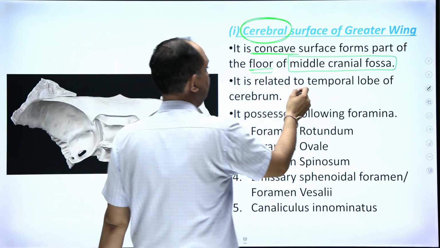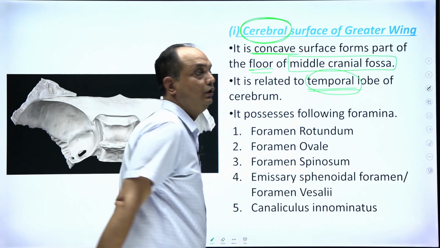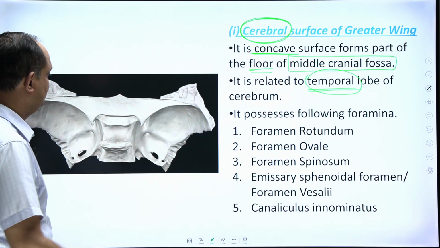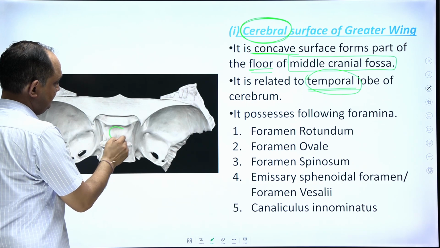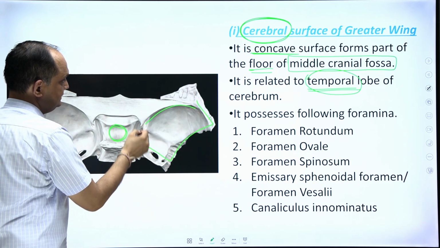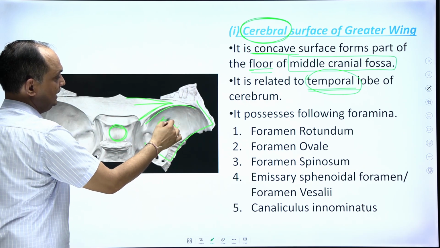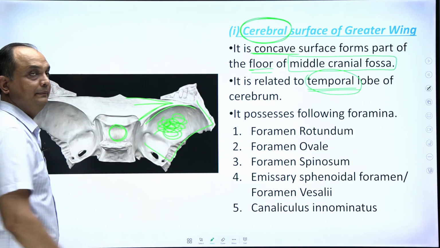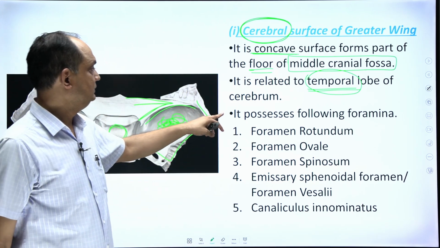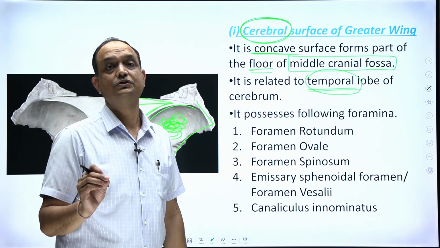Now, it is related with which part of the cerebral cortex? The answer is the temporal lobe. Here you can see the inner side of the sphenoid bone. This is the body where you can see the pituitary fossa, and this is your greater wing. This is your lesser wing. In this greater wing, you will have the temporal lobe, which is forming the floor of the middle cranial fossa. Now, this area has 3 constant foramina.